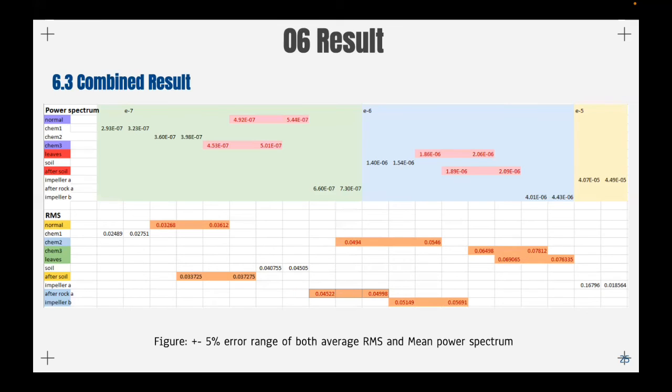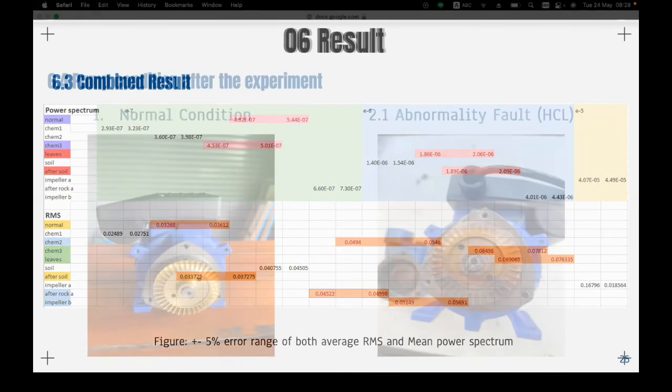RMS value, with values of 0.069065 to 0.076335 and 0.033725 to 7.03775, which indicates that we can fully classify each case distinctly and without overlapping values.